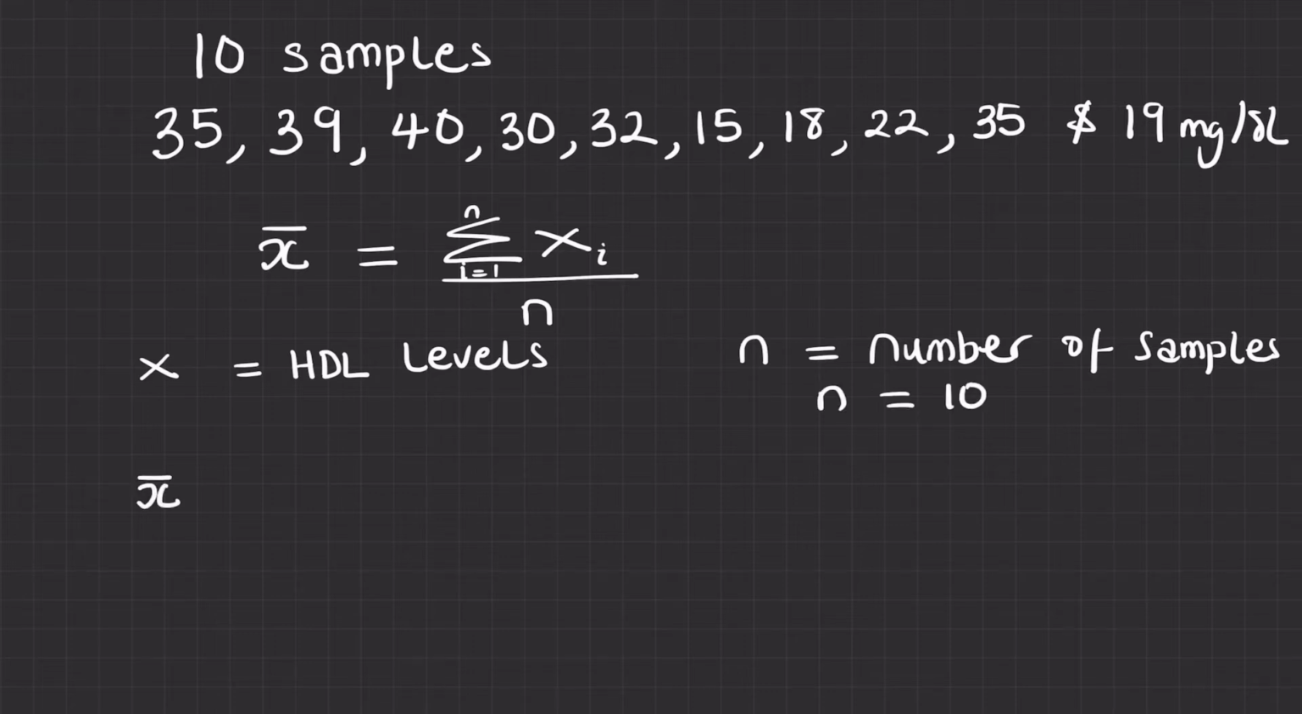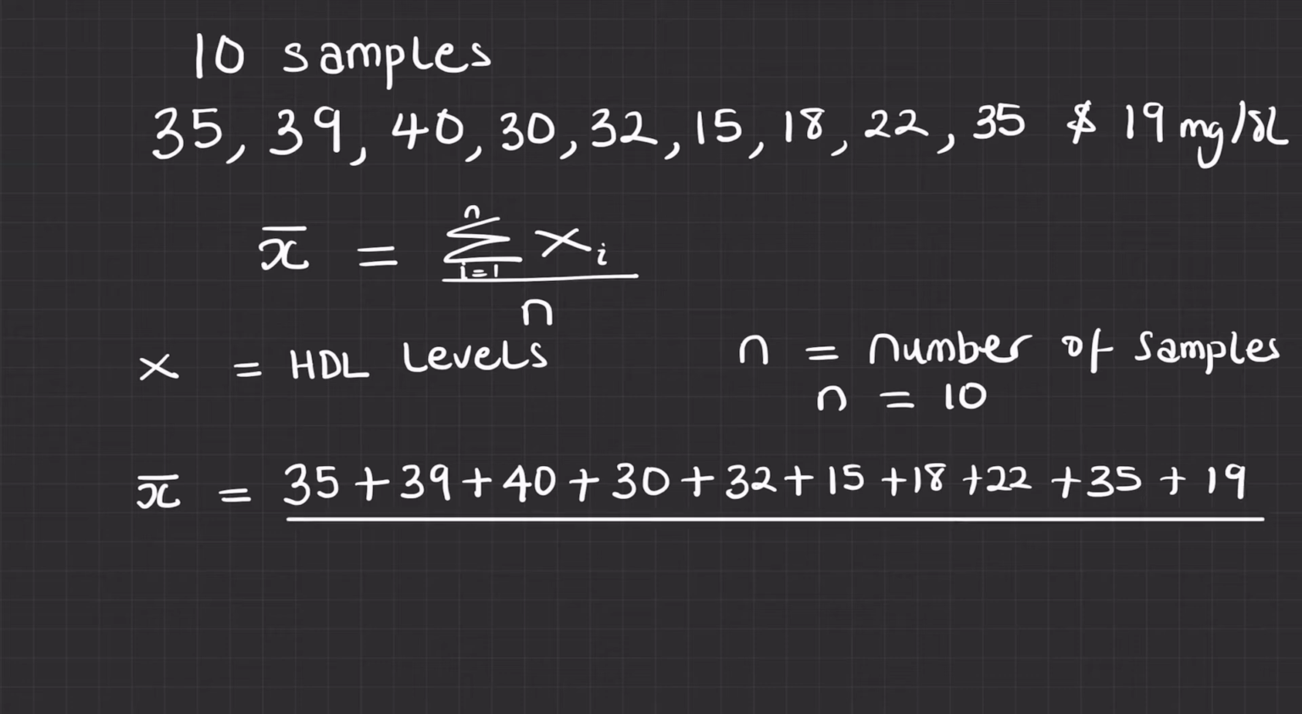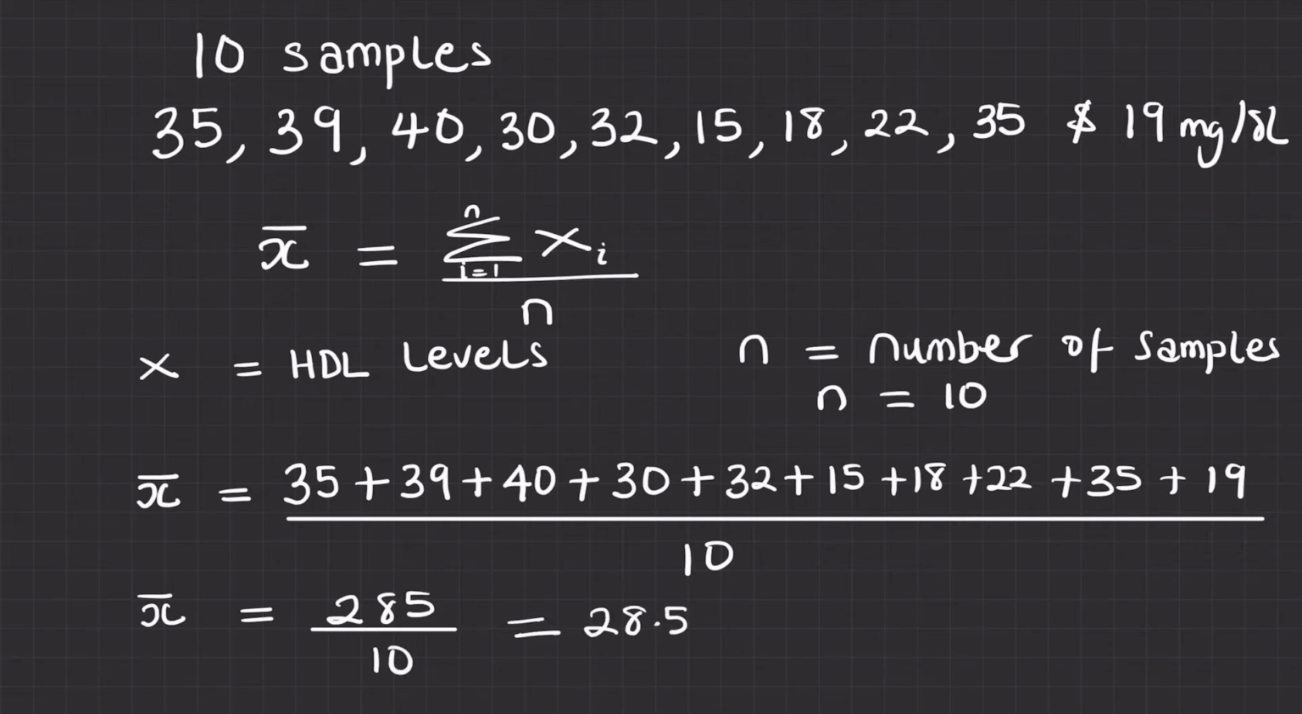So we simply say 35 plus 39 plus 40 plus 30 plus 32 plus 15 plus 18 plus 22 plus 35 plus 19, all divided by 10. When we add all these together, we get 285, and divided by 10 is equal to 28.5. So the mean HDL level is 28.5 milligrams per dL. Awesome. So we've answered the first part of the question.